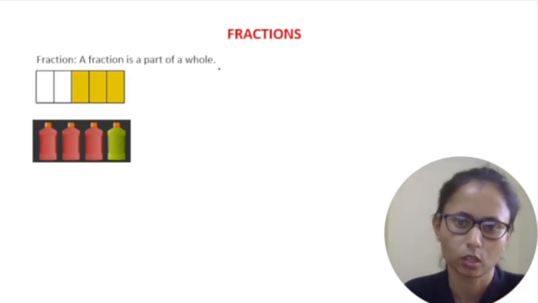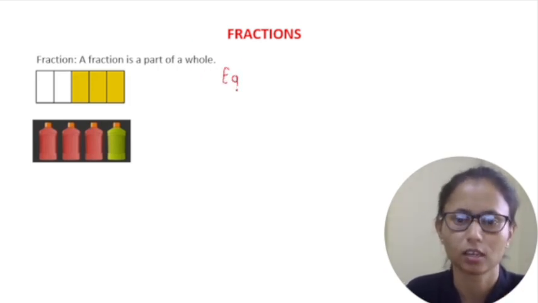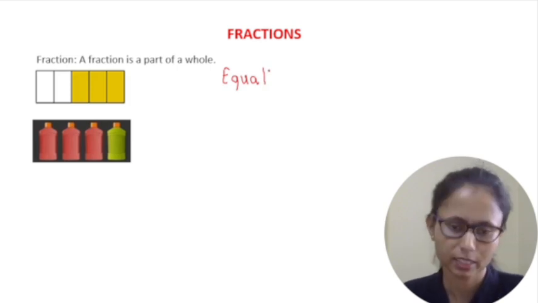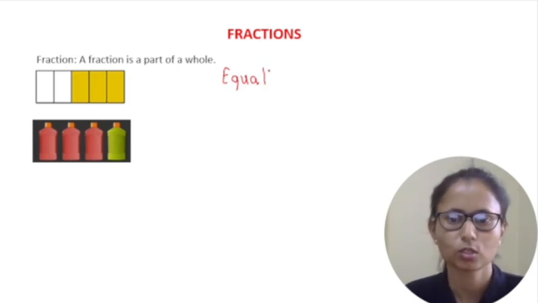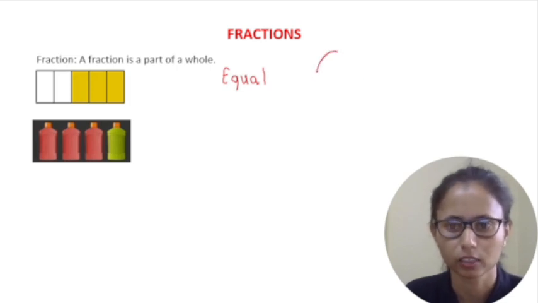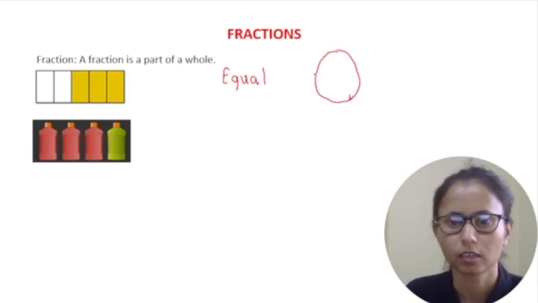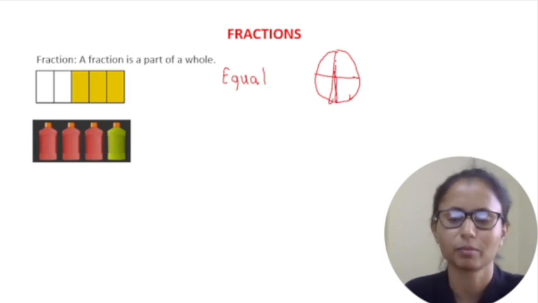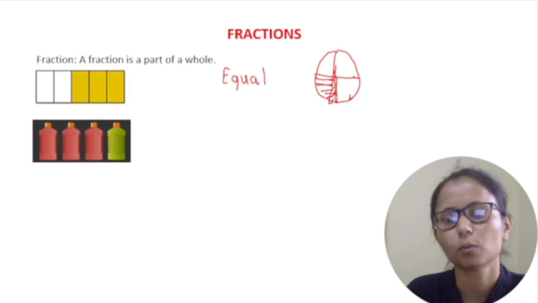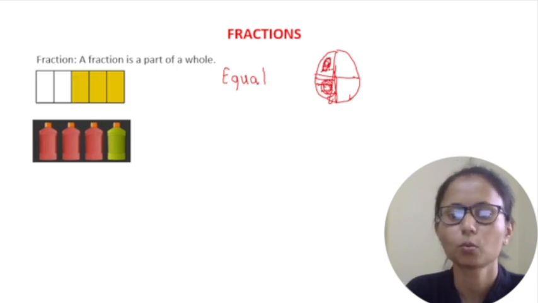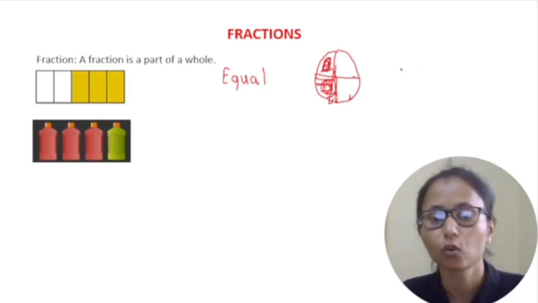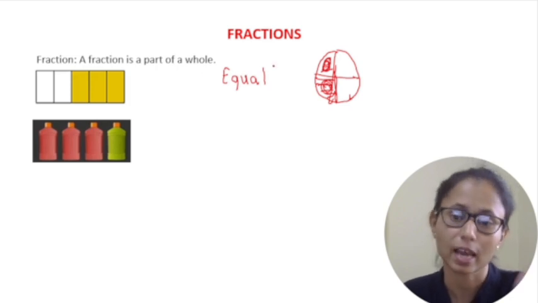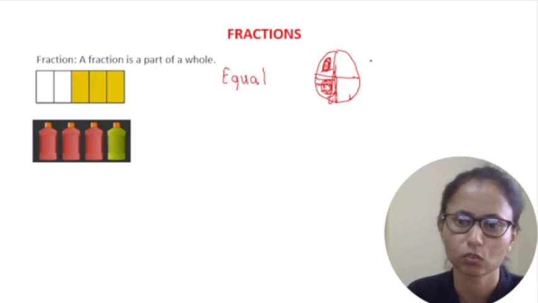But there is a very important word, and it is equal. If we take anything like a pizza and make equal parts of that pizza, suppose we have a pizza like this one and we make 4 equal parts, so it should be equal. Out of these 4 parts, if I take 2 parts, that is 2 out of a total of 4, and I can write this in terms of a number like this, 2 by 4.